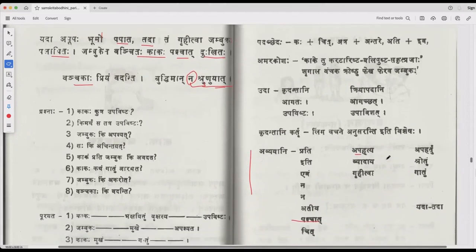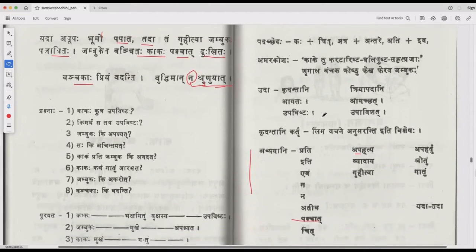Next is the kta pratyaya: upavishtaha, agataha. These two are past participles. I can add a little bit.